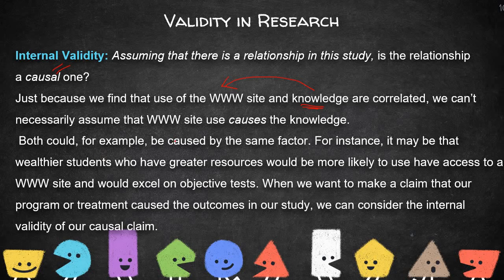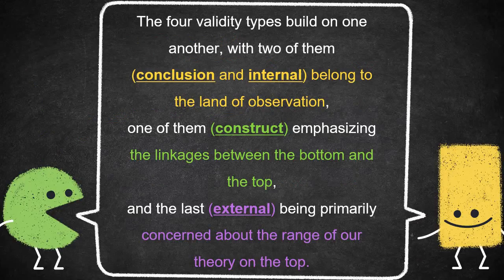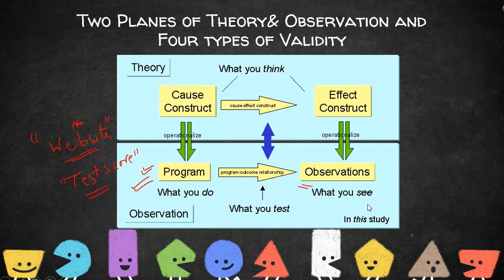You say that both the events could be caused by the same factors. Suppose the wealthier students have greater resources and are more likely to have access to the website, and maybe they have other resources also that could help them to perform well in the exam or objective test. So we have to be very, very sure that the program or outcome, the plane of what you see, is actually due to what you do.